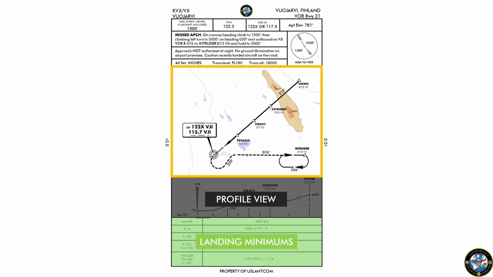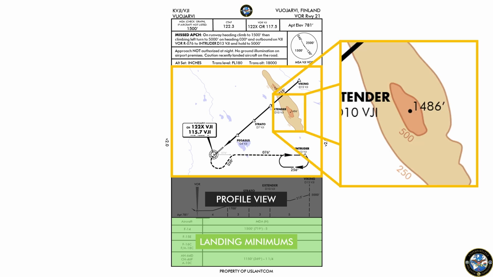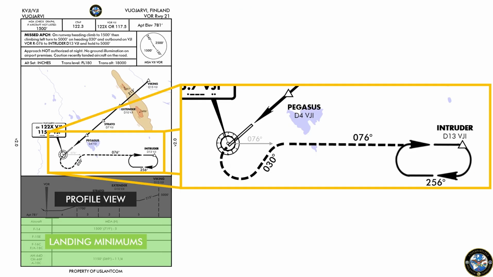Here we have our plan view that gives us a vertical top-down view of what the approach looks like. This will also give us information regarding the topography of the surrounding areas. As you can see, there is a hill nearly 1,500 feet tall at approximately 12 DME on the approach. Pilots should take into account and exercise heightened vigilance on that section of the approach. Here we also get a visualization of our missed approach procedure.